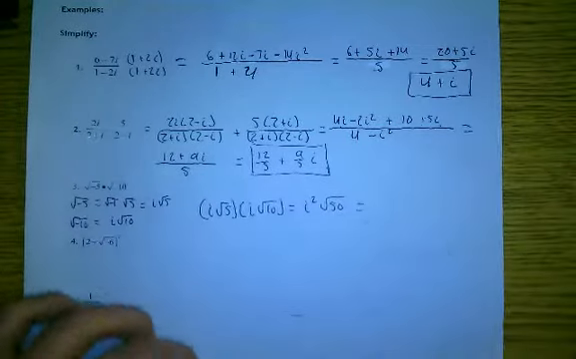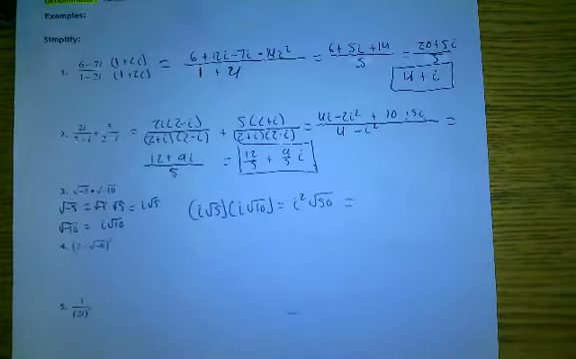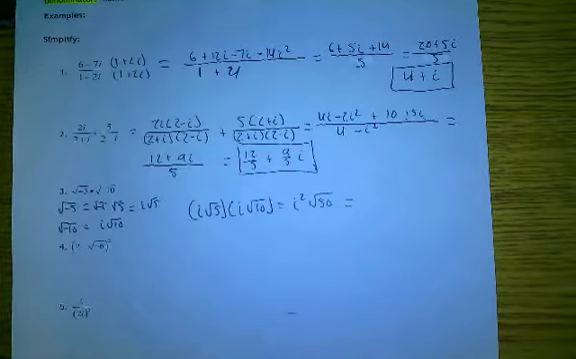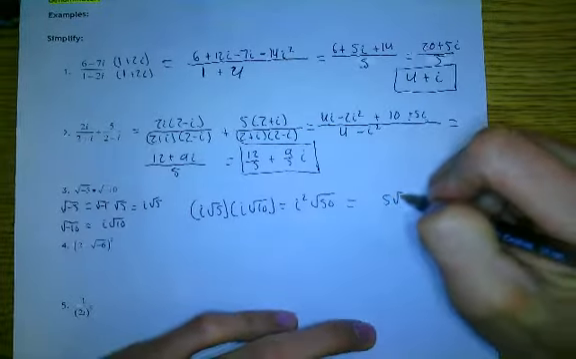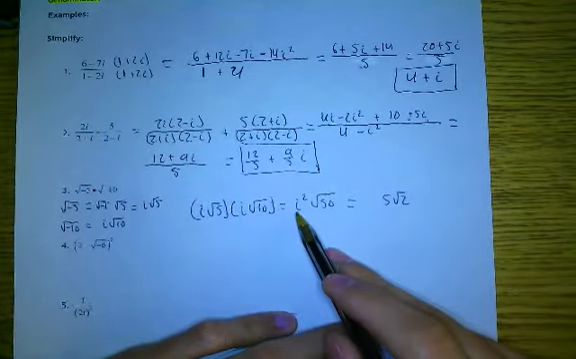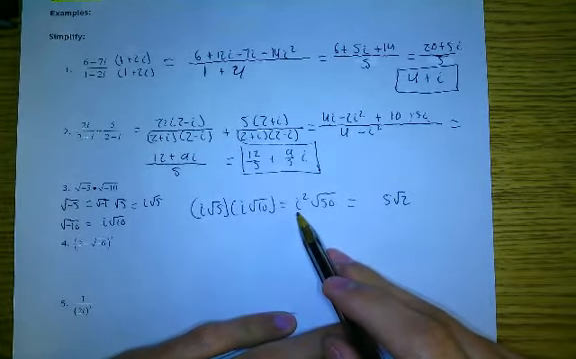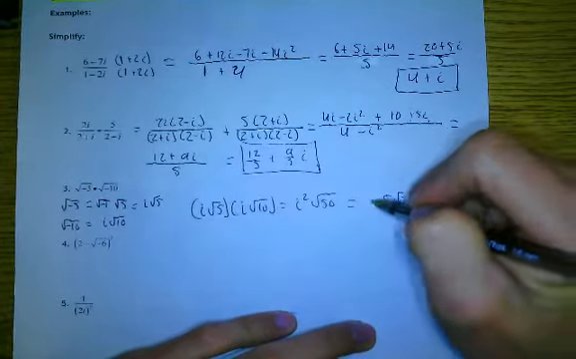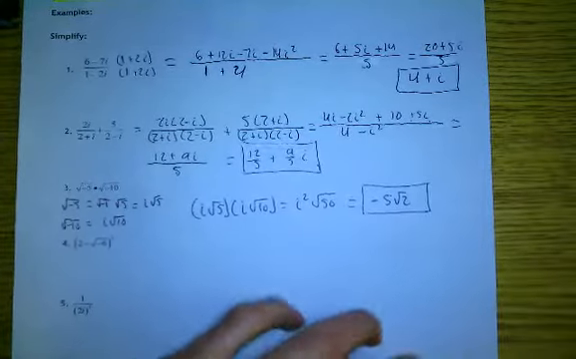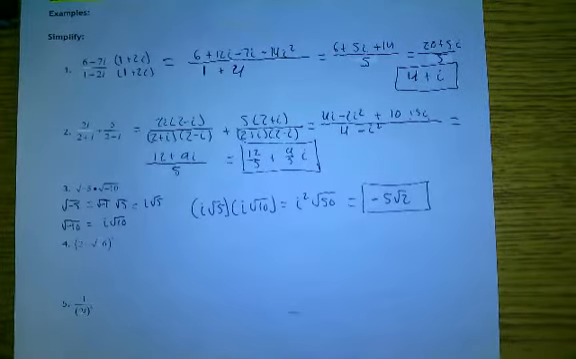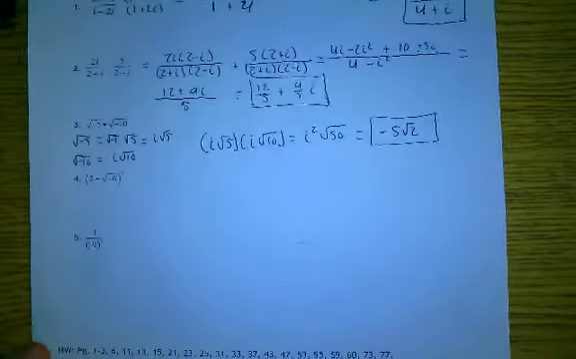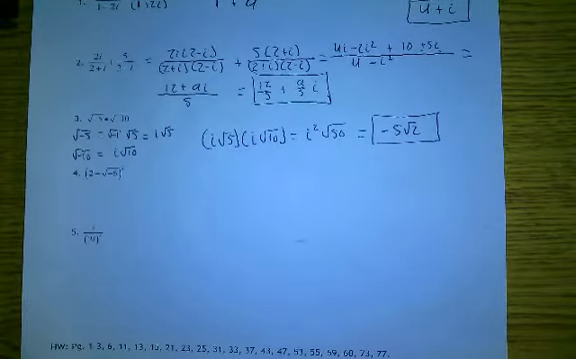Now, square root of 50, you should be able to rationalize that. That's 25 times 2, right? So the square root of 25 is 5. So that's 5 root 2. And you know that i squared is what? Negative 1. So that means this is negative 5 root 2. Okay? Alright. Questions over that?